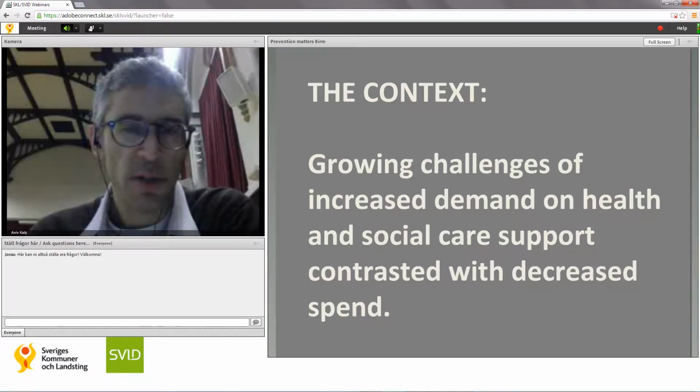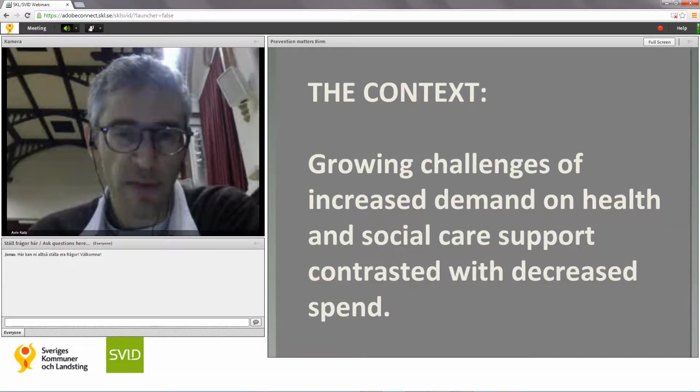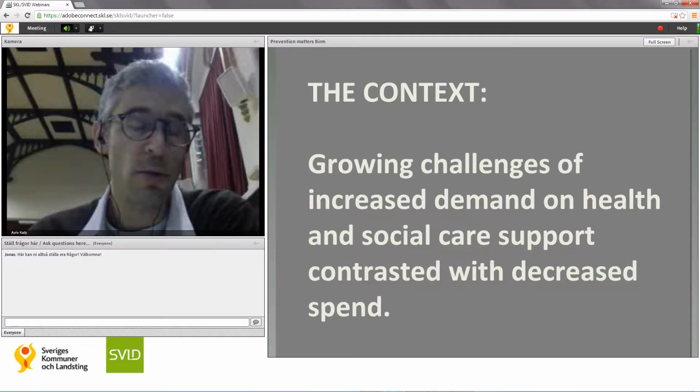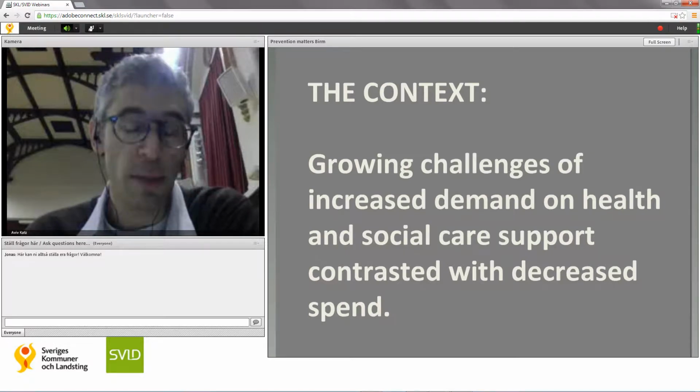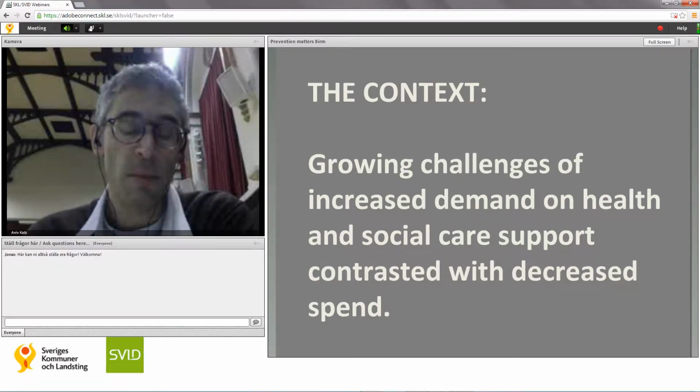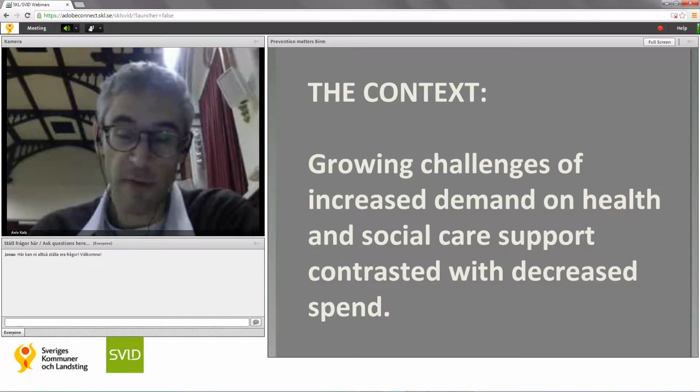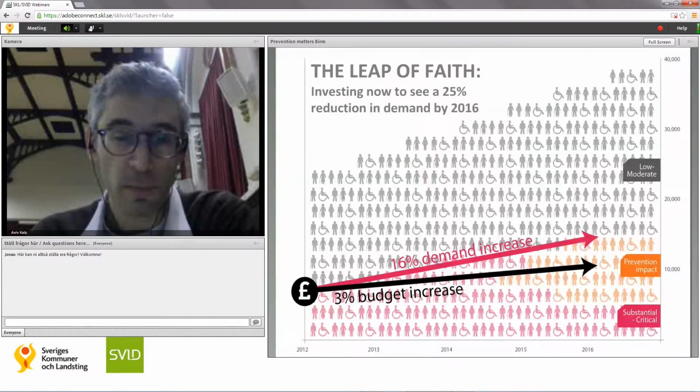This is a context, I think, that's shared across the developed world, a growing challenge of increased demand on health and social care support, contrasted with decreased spend. So an aging population, people are living longer, and healthcare is therefore drawing up a bigger share of the amount of money that's being spent.